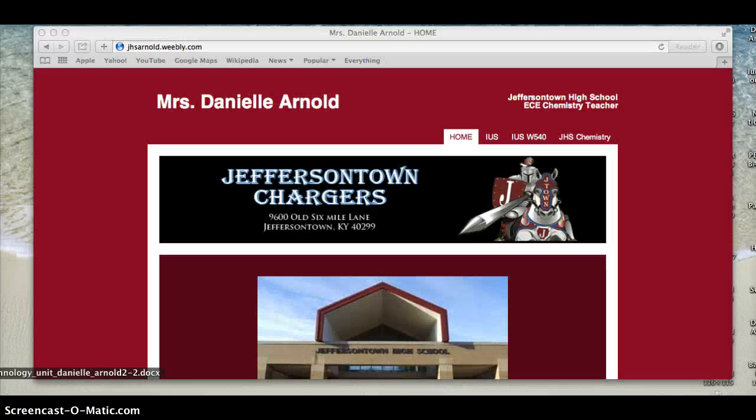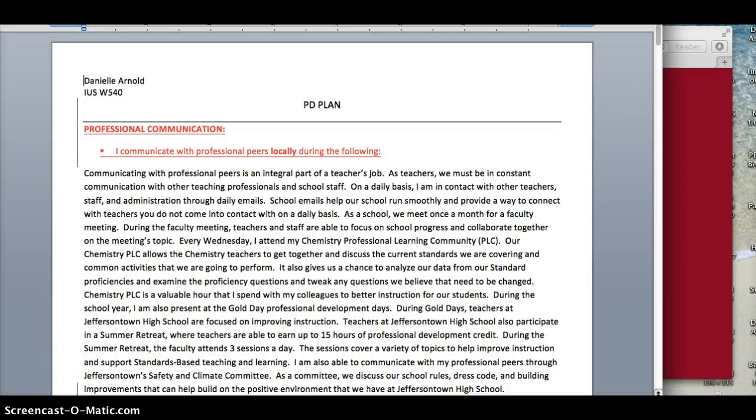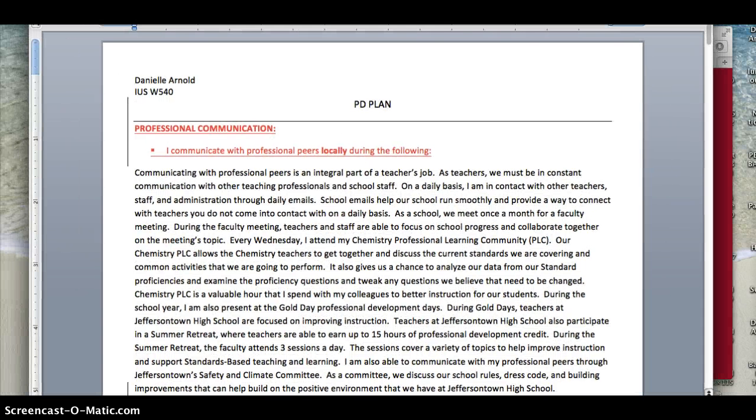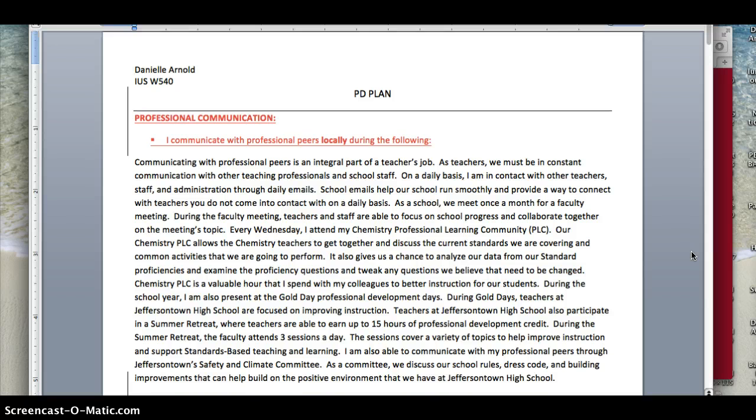My next project is my PD plan, and this one I did a PD on Poplet with my chemistry department.